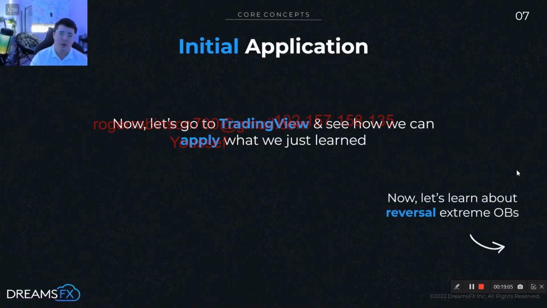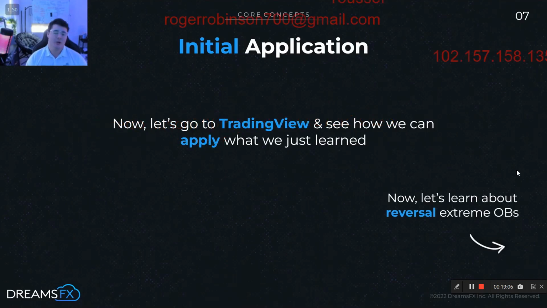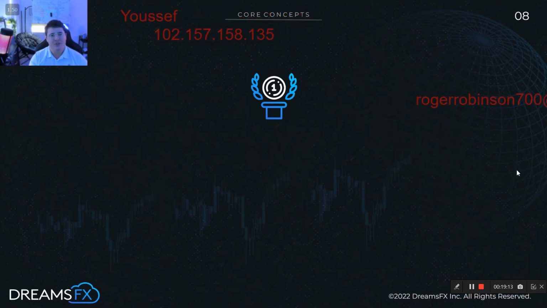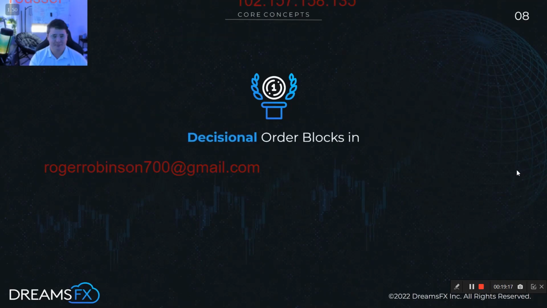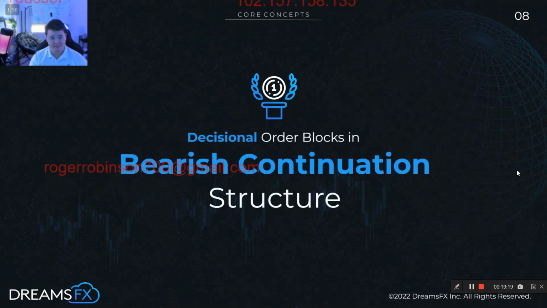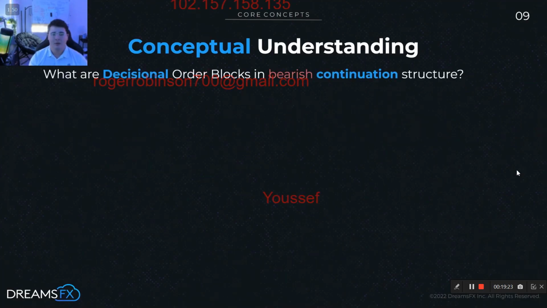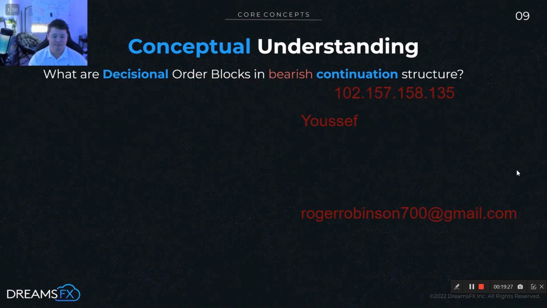Now that we've applied and we know a little bit more about decisional bullish order blocks, it's now time to talk about what decisional bearish order blocks are in bearish structure. Conceptual understanding. What and where are decisional order blocks in bearish continuation structure?